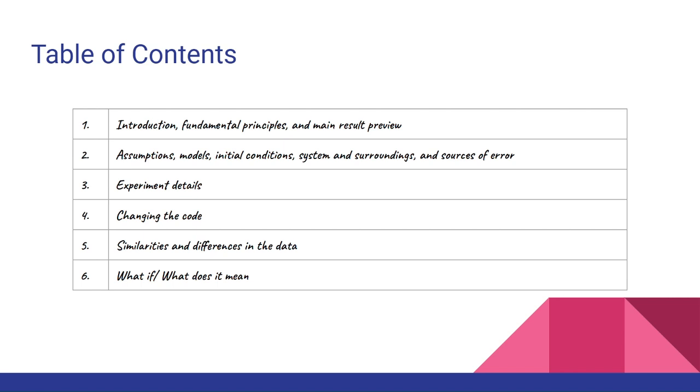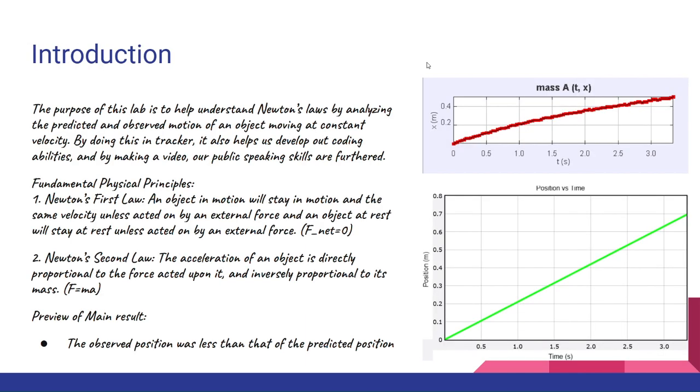Here's a quick overview and a table of contents of what I will be covering inside of this slideshow. So for the introduction, the purpose of this lab is to help understand Newton's laws by analyzing the predicted and observed motion of an object moving at a constant velocity. By doing this in an app called Tracker, it also helps us develop our coding abilities, and by making a video, our public speaking skills are furthered.